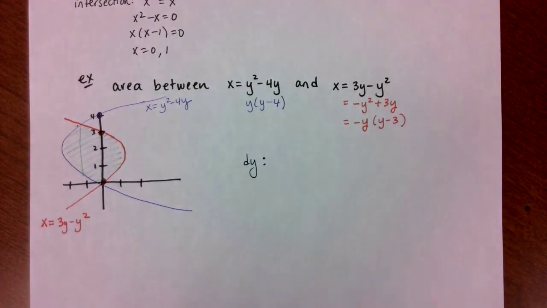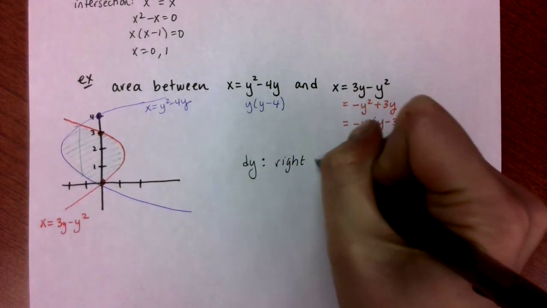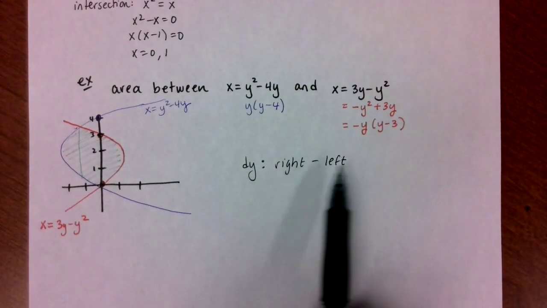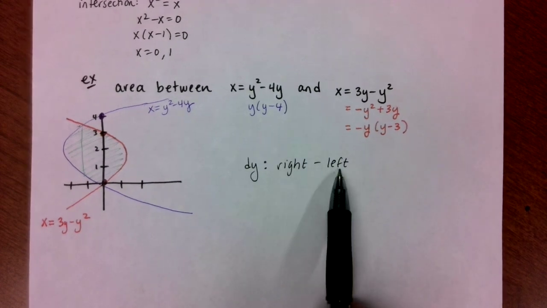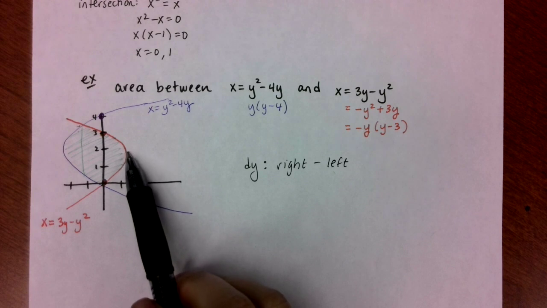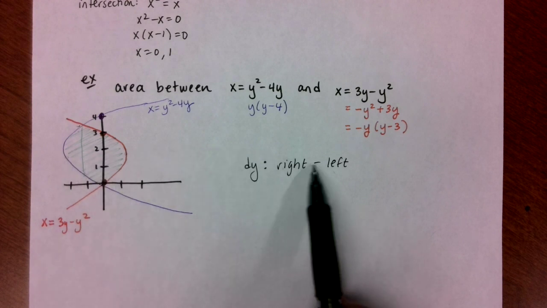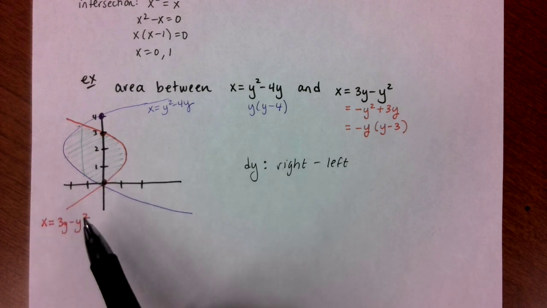So if we're integrating with respect to y, meaning there's a dy at the end of the integral, what we'll set up is always the right curve minus the left curve. It's right minus left, even though this kind of looks wrong, given that this is on the left and this is on the right. But it's always right minus left because a point that is more towards the right has a higher x value, and a point to the left has a lower x value. So we're still doing higher minus lower for total distance. It's just we're thinking x values instead.